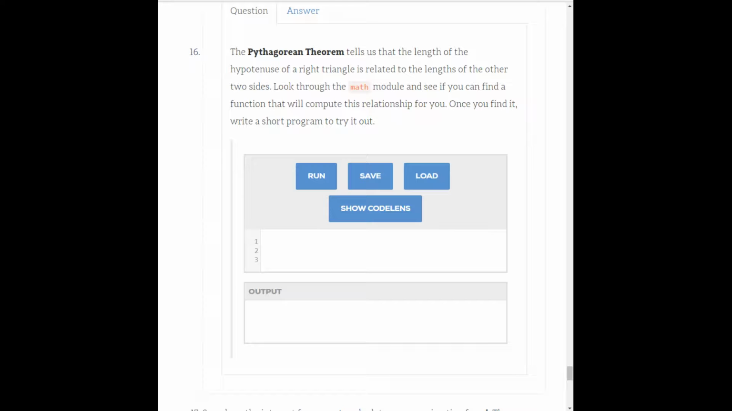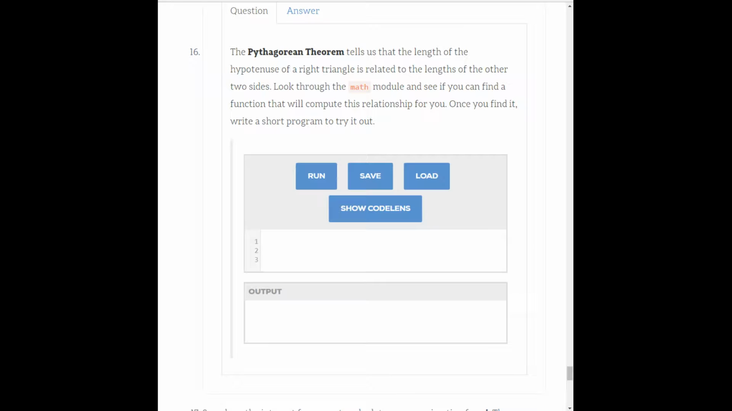a right triangle. So Pythagorean theorem, if you don't remember, tells us that the length of the hypotenuse of a right triangle is related to the lengths of the other two sides. It's the square root of the sum of the two squares. Basically, a squared plus b squared equals c squared. Everybody remembers this. It's like the one thing you will remember forever from your math classes, I am sure.